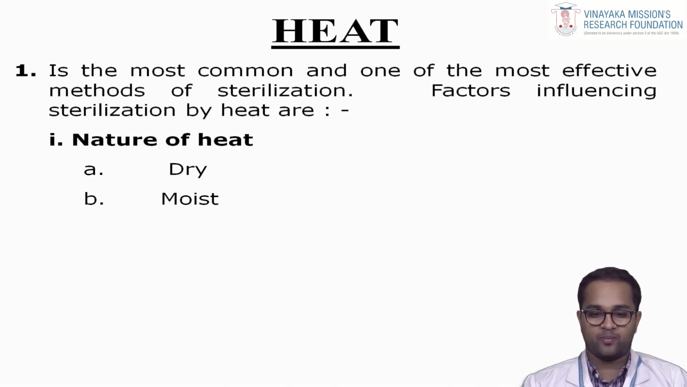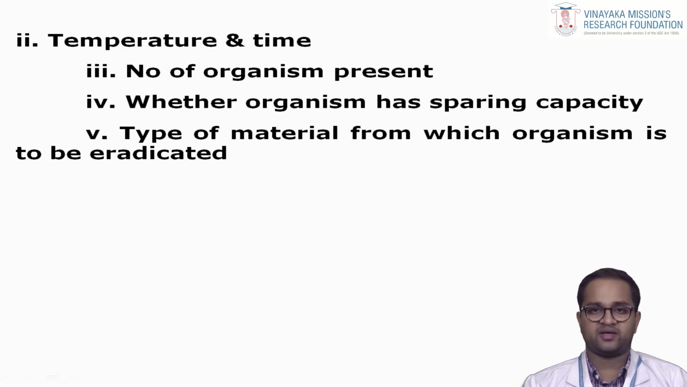Heat is the most common and one of the most effective methods of sterilization. The factors influencing sterilization by heat are the nature, which could be dry or moist, the temperature and time for sterilization, the number of organisms present, whether the organism has a sporing capacity, and the type of material from which the organism is to be eradicated.